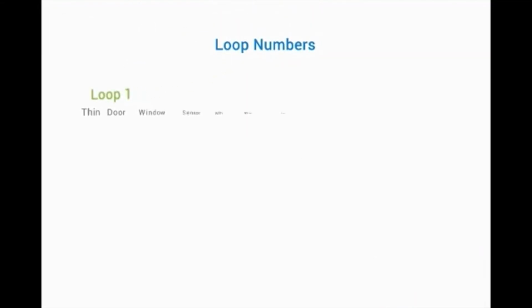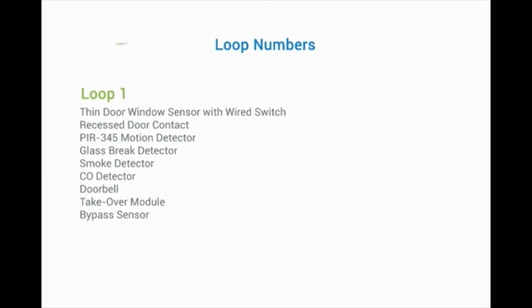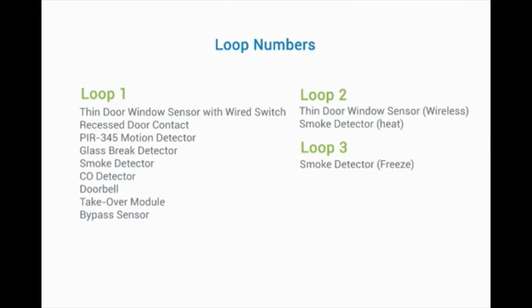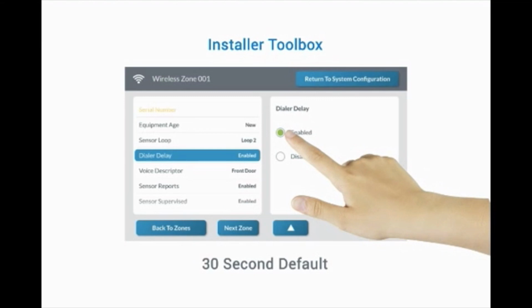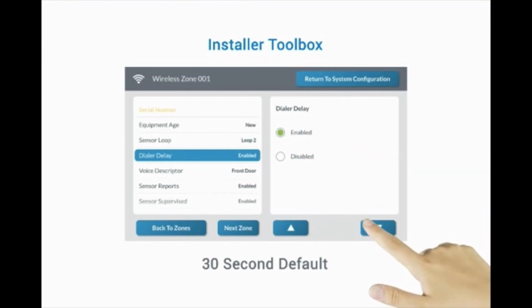Here is a list of the loop numbers for various 2GIG peripherals. Note, only 2 products currently have a second or third loop: the DW10 thin door window sensor and the smoke detector. In order to use the functions of multiple loops, the sensor must be programmed in a separate zone for each loop used. The dialer delay delays the transmission of the selected RF sensor. The default is set to 30 seconds. Once the appropriate option is selected, press the down arrow or select another option on the left.